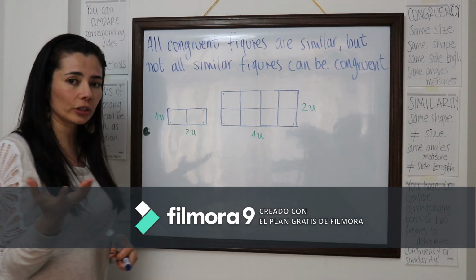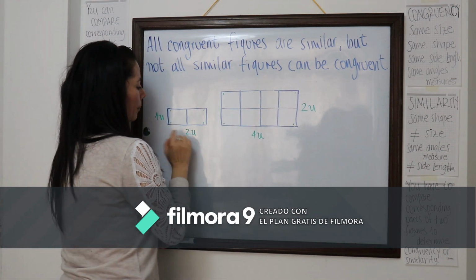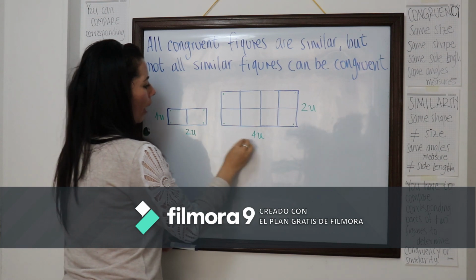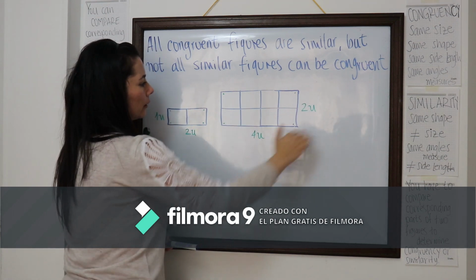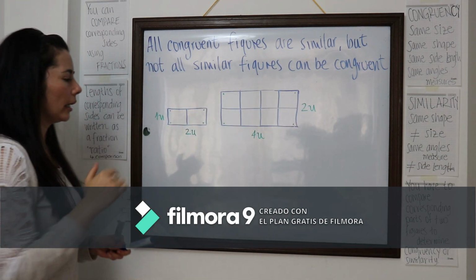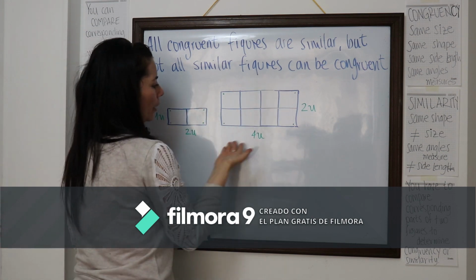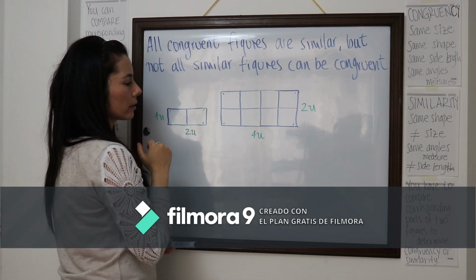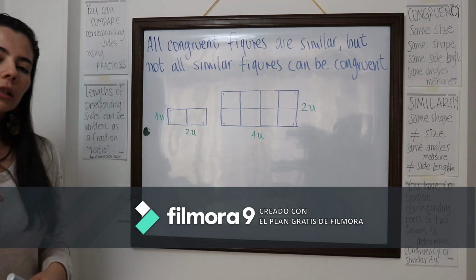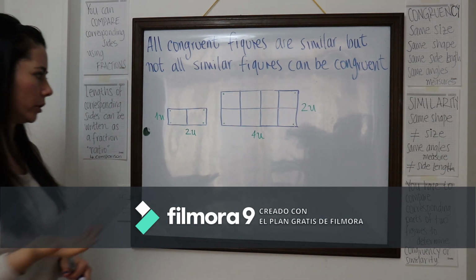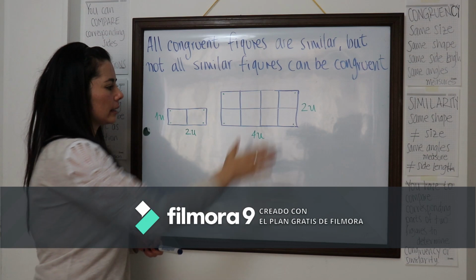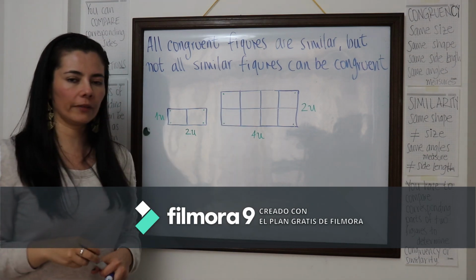So we can actually conclude here that because the sides are doubled, the shape number 2, which is a bigger rectangle, can be similar to the shape number 1, which is a smaller rectangle, right? So in this case, we know they're similar figures.